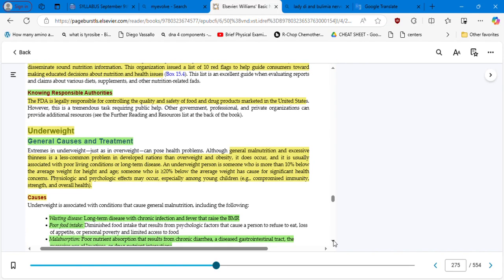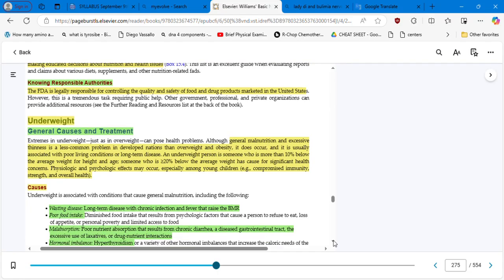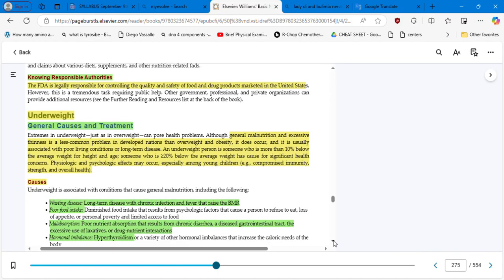Knowing responsible authorities, we know the FDA is legally responsible for controlling the quality and safety of food and drug products marketed in the United States. But you need to recognize also, and you need to remember, that we are millions, hundreds and hundreds of millions. The FDA needs to hurry up, speed up the process to approve certain supplements, food, in order to cope with the amount of people. So the best thing is you as an individual master how to read your labels, master your knowledge, and look for, in terms of third-party tested or organic or gluten-free products, supplements, minerals, and vitamins.